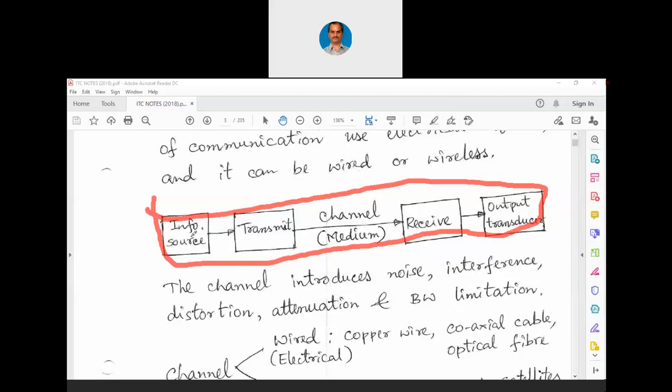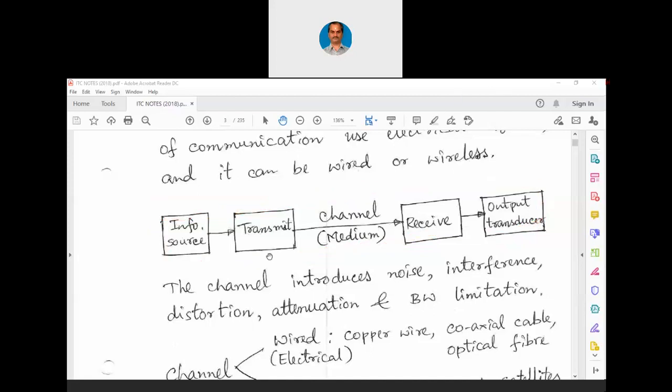So let me continue. This is the general block diagram of our communication network. We will have an information source and we are going to transmit it. Then we have a medium. That medium itself is a communication channel, which can be wired or wireless. And then at the receiving end, there will be receiver equipment. Then there will be an output transducer. So this is the general block diagram of a communication channel.